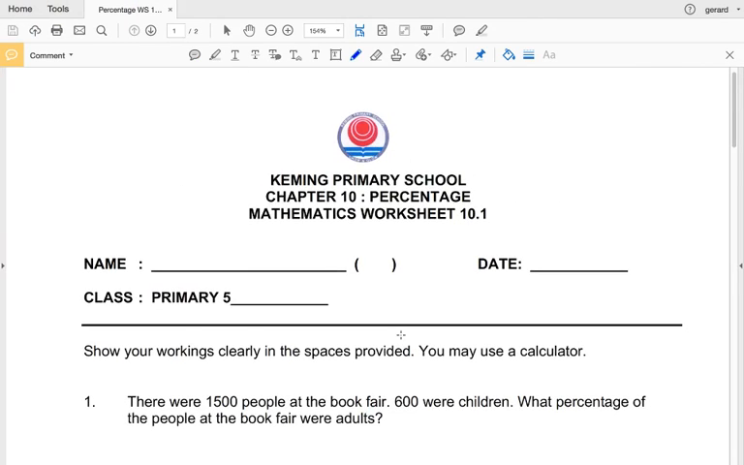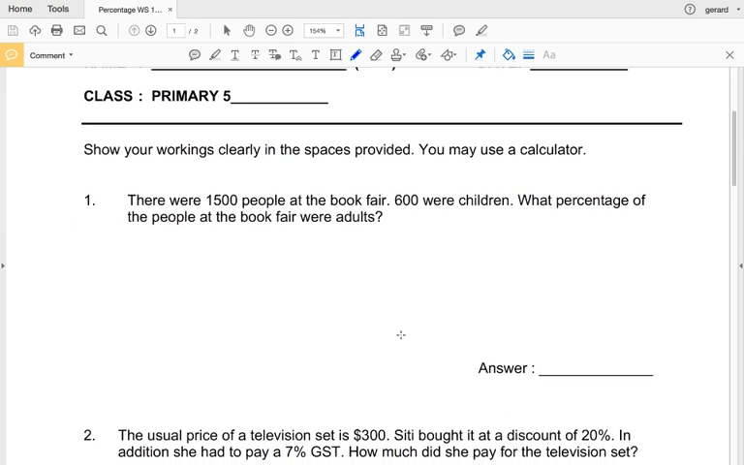Okay, welcome to worksheet 10.2 percentage. We're going to be starting our corrections now. Okay, question 1. There were 1,500 people at the book fair. 600 were children. What percentage of the people at the book fair were adults?